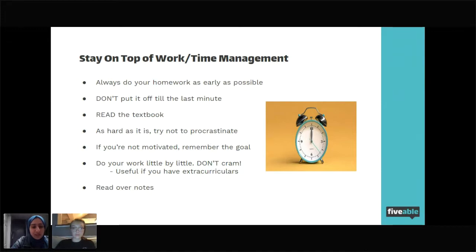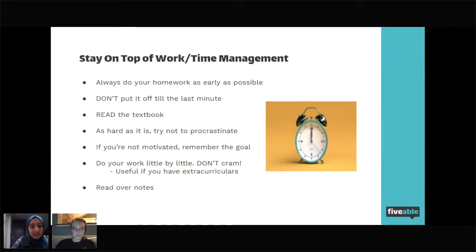The third point is very important. You should definitely read the textbook. Don't try and say, oh, I don't need to read this, the notes in class are enough. You need to read the textbook, because the textbook has a lot of information that your teacher might not be able to give you in class, because again, it's a lot of history and you don't always have the time in class to go over every single piece of history. So I would highly recommend that you read the textbook and don't just try and avoid doing it.